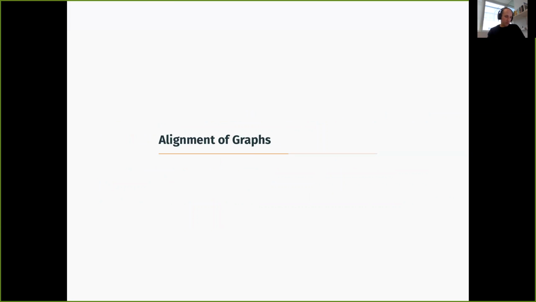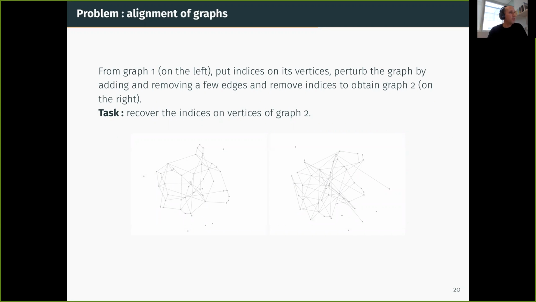This is a theoretical result, and then we wanted to see whether it was working on a simple task. So we designed a task where the equivariance is crucial, which is called the problem of alignment of graphs. The problem is the following: you start from graph 1 on the left here. You put indices on all the vertices, so 1, 2, 3, 4, 5, and so on. And now you add and remove a few edges on this left graph, and you remove all the indices on the nodes, and you will obtain graph 2 on the right, which is basically the same as this one, except for the few perturbed added or removed edges. Now you do not have the labels anymore on the vertices on the right, and you try to match the label of this node to which node it corresponds to in the original graph.